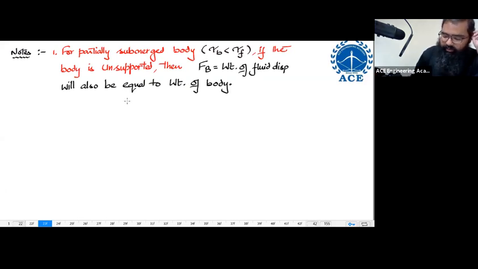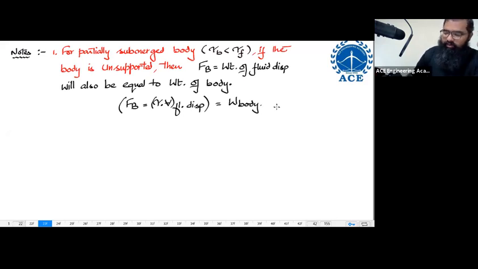So basically I'm saying that FB, which is equal to gamma times volume of fluid displaced, is also equal to weight of the body. What do you mean by this? Imagine you are having some interface over here. There is some interface.